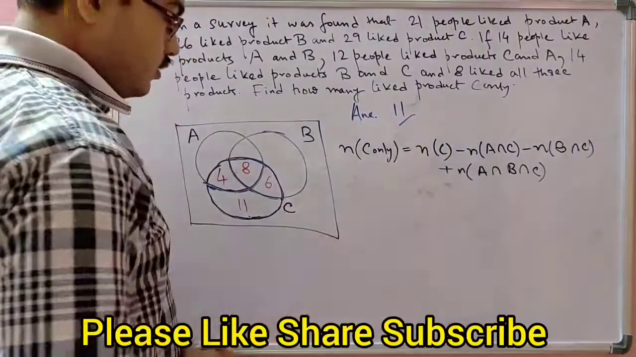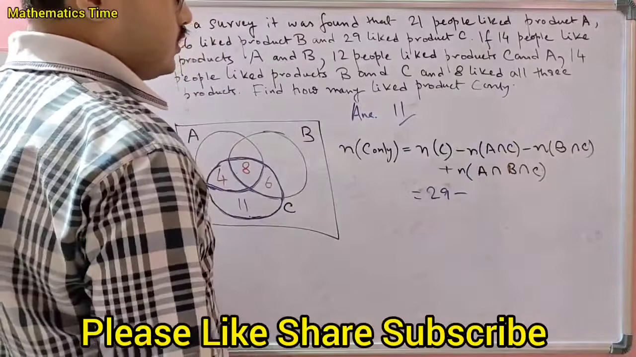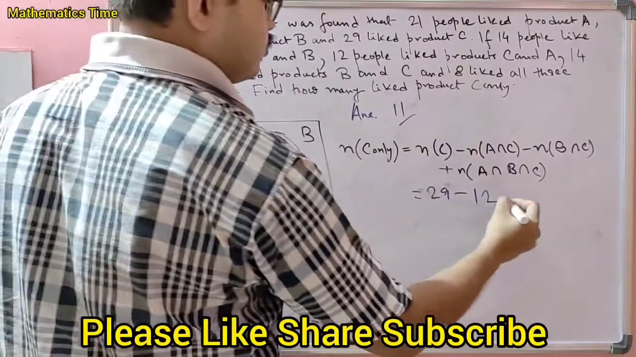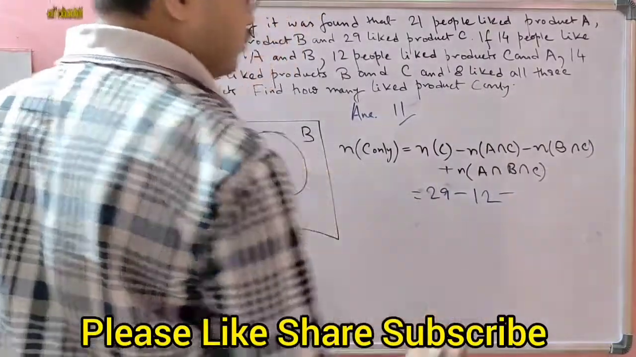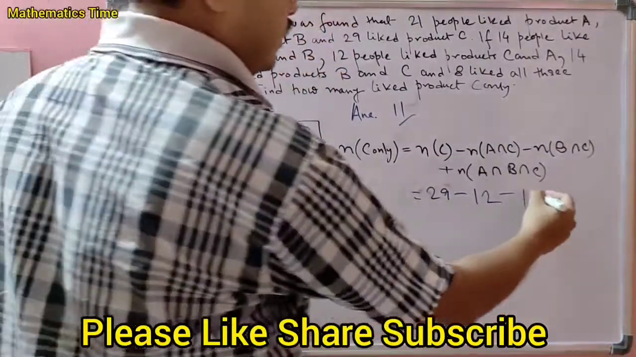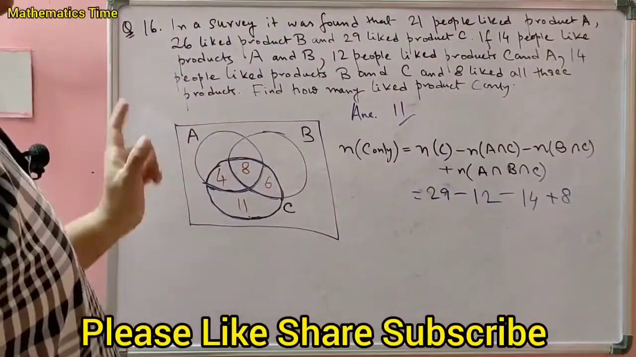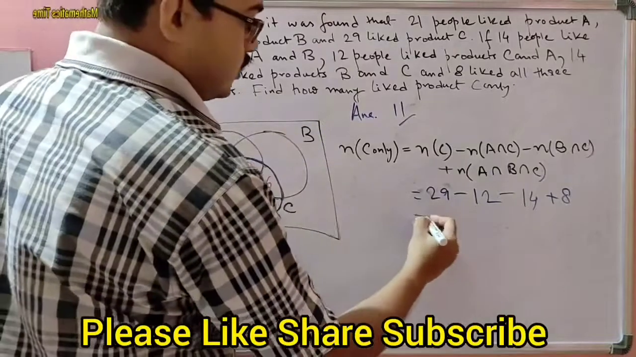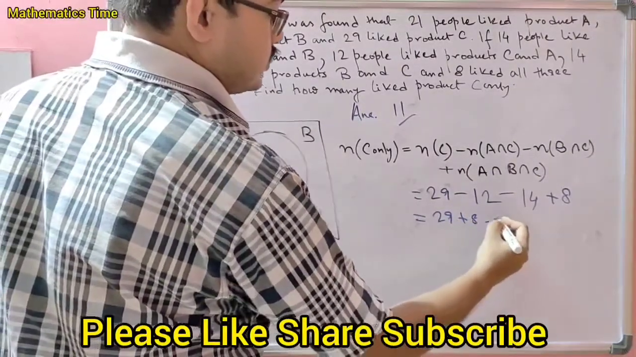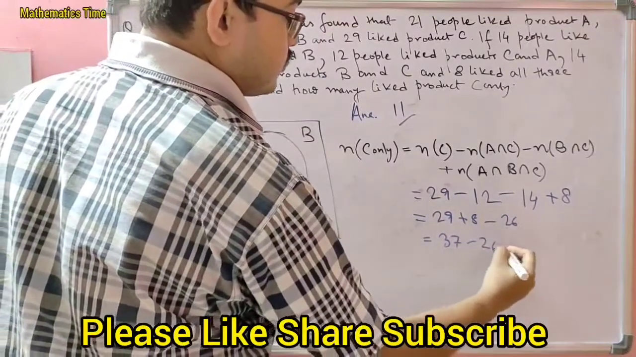Here, if you write the values, it is 29 minus A intersection C. A intersection C means 12, 12 people like both products A and C. 14 people like B and C. Okay, and 8 is liked by all three. 8 liked all three products. So it will be 29 plus 8 minus 12 minus 14, that is 37 minus 26, which will be 11.